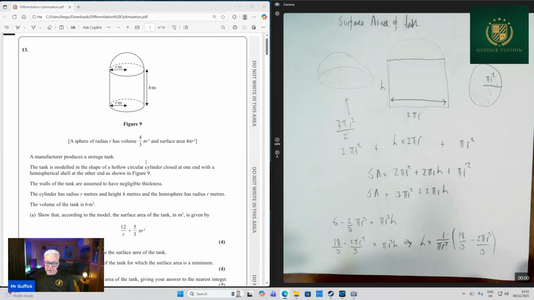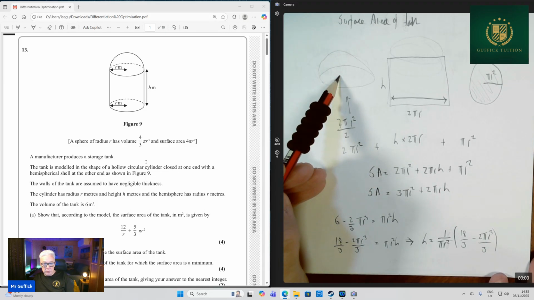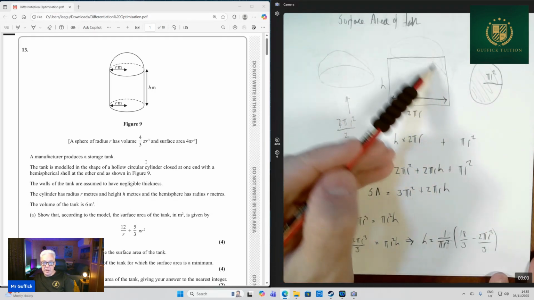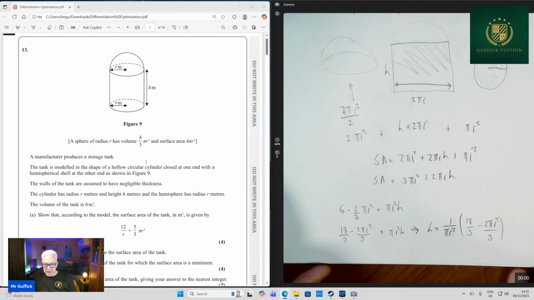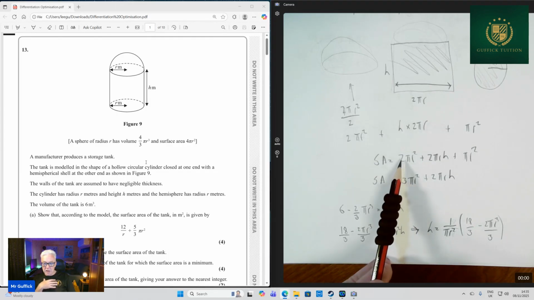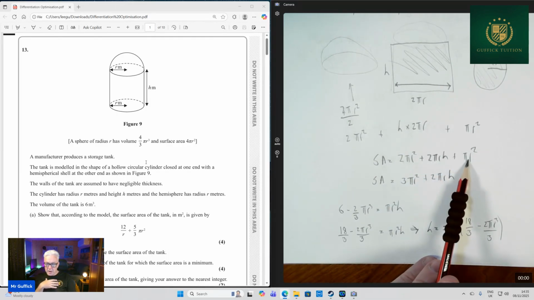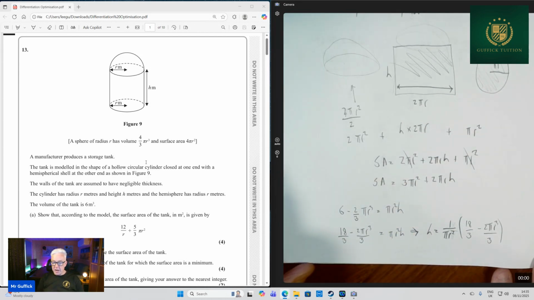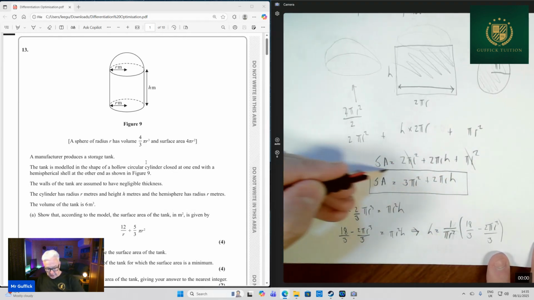So basically what we've got to do now is we have got the hemispherical shell, which is 2 pi r squared. We have got the rectangle here, which is going to be 2 pi r h. And we've got the base, which is pi r squared. So when we add all that together, that gives us 2 pi r squared, add 2 pi r h, add pi r squared. So those two combine to give us 3 pi r squared, and we've got 2 pi r h. Now that's our expression for our surface area.